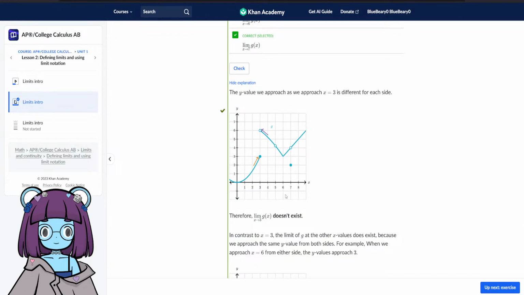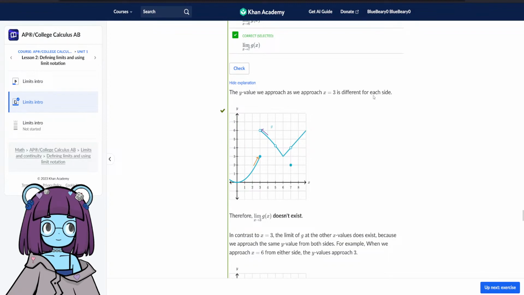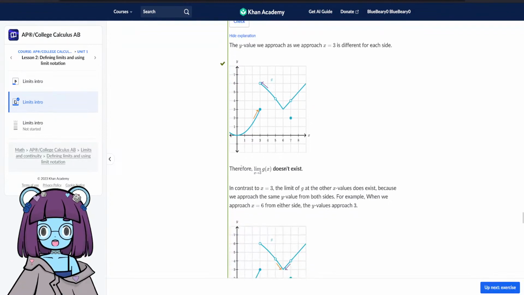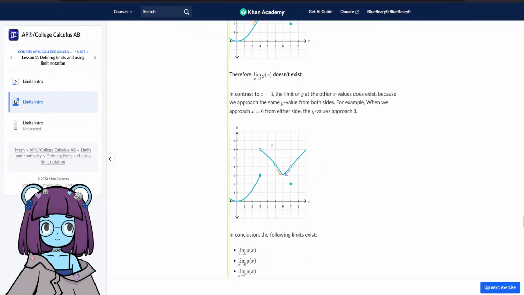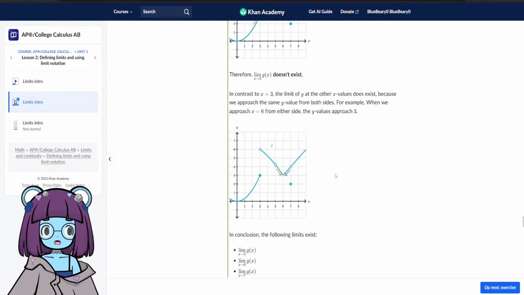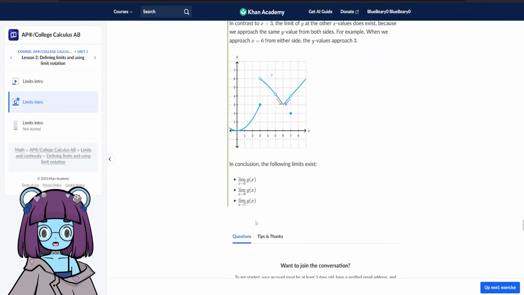The y value we approach as we approach x is equal to 3 is different for each side. Yes, so therefore the limit does not exist. And for this one, it's 6 and it approaches from both sides. Same thing with the other ones, so all of those exist.